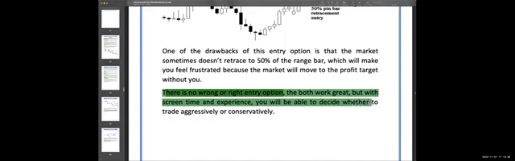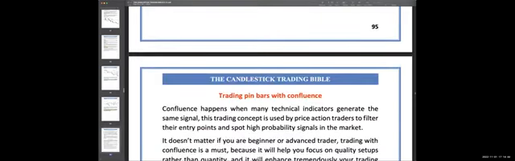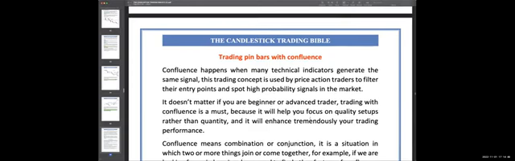There is no wrong or right entry option. They both work great, but with screen time and with experience, you will be able to decide whether to trade aggressively or conservatively. I think I just explained this when we were talking about trading pin bars with confluence.